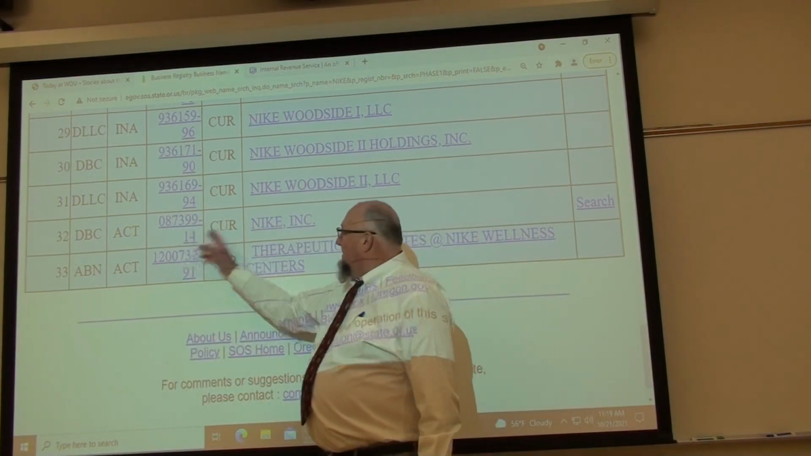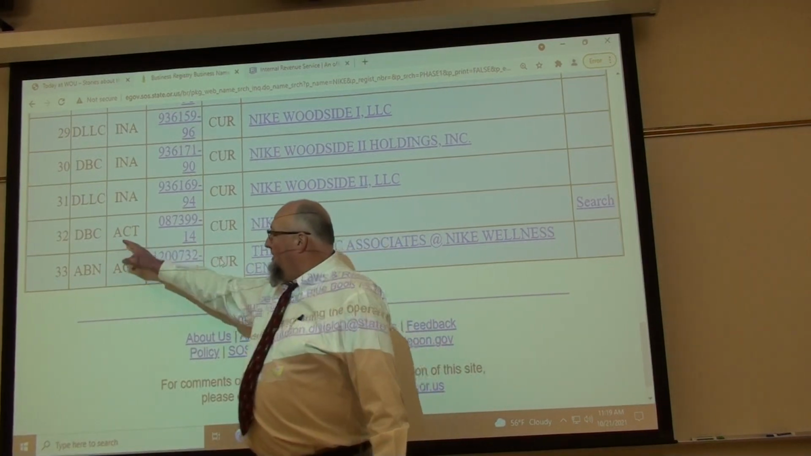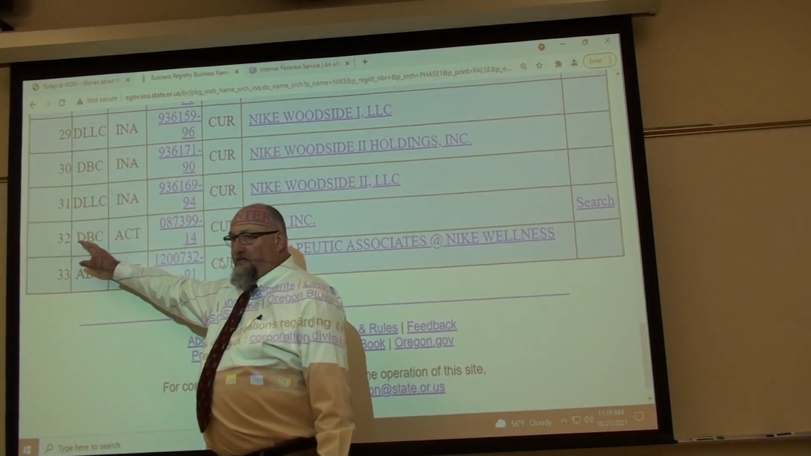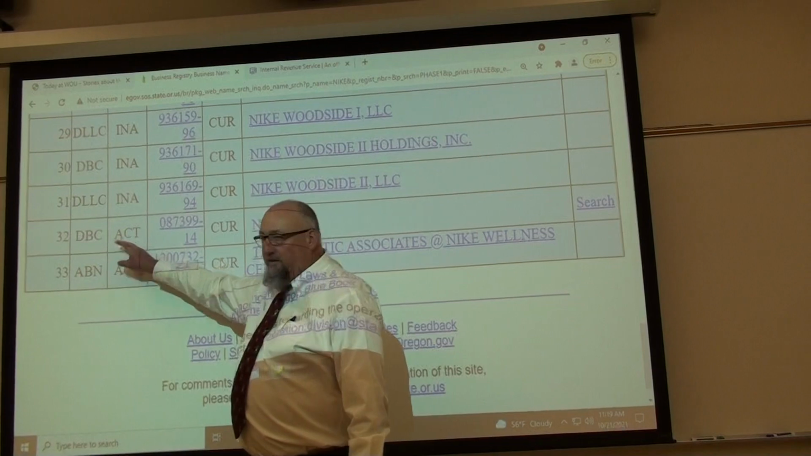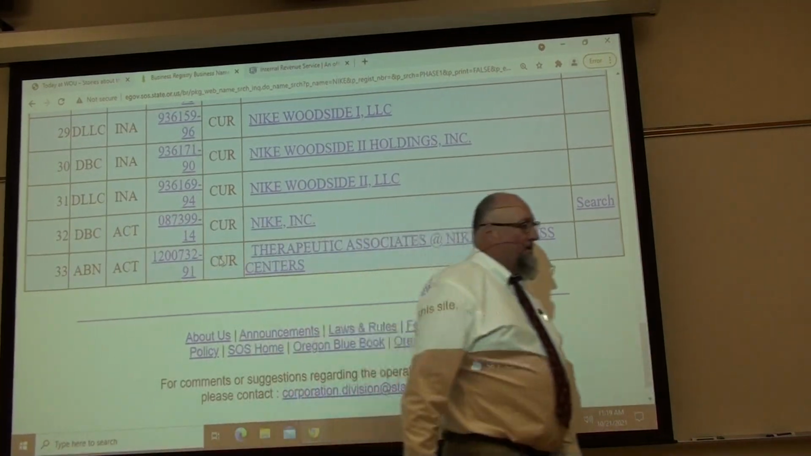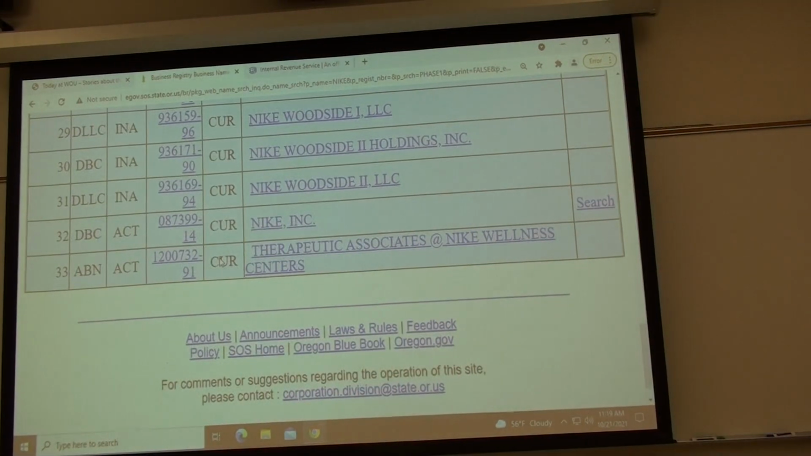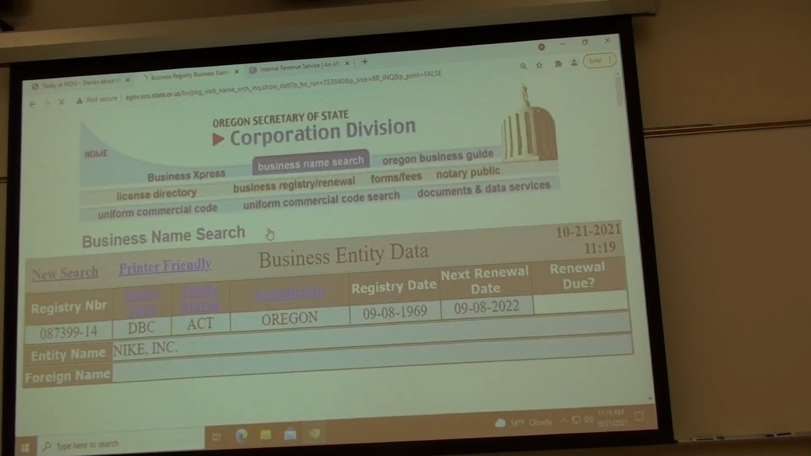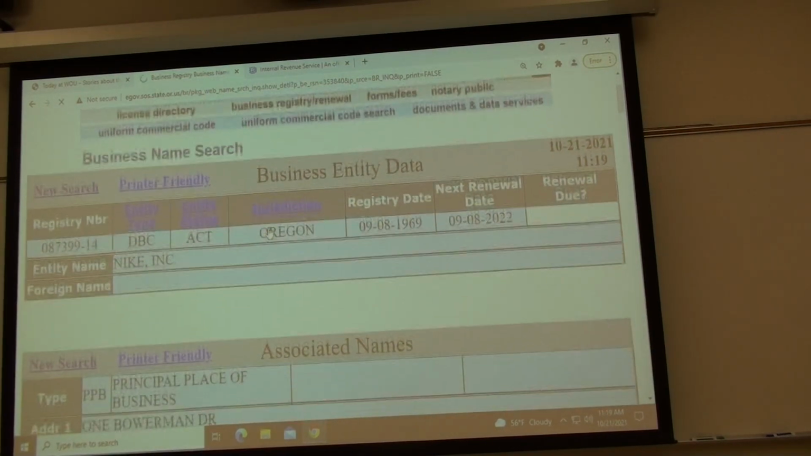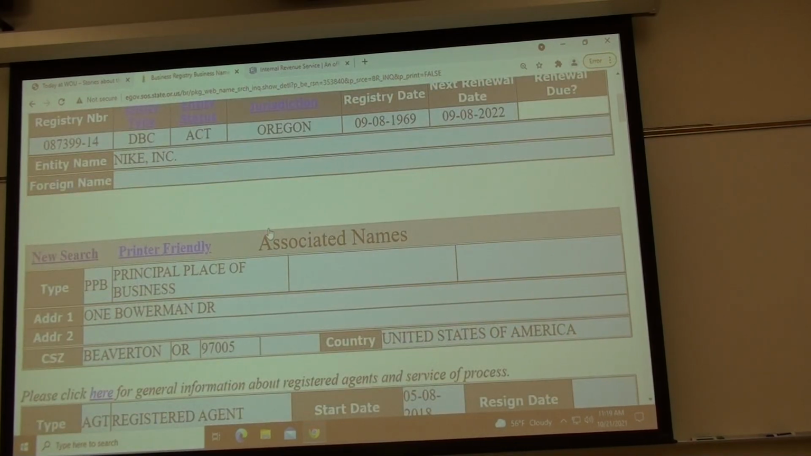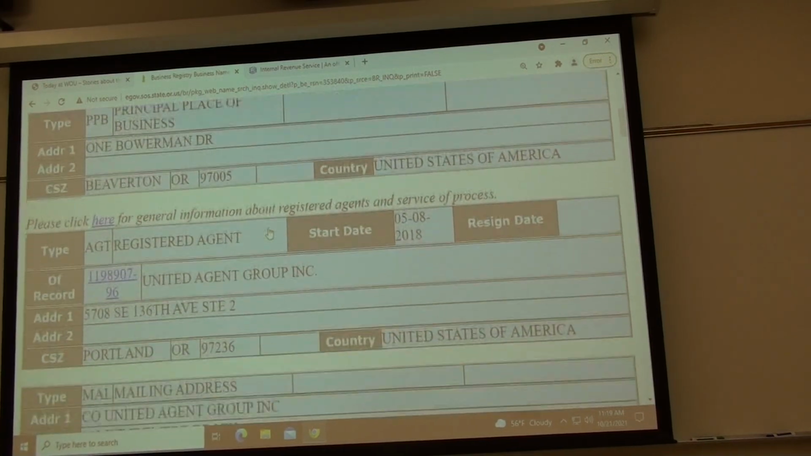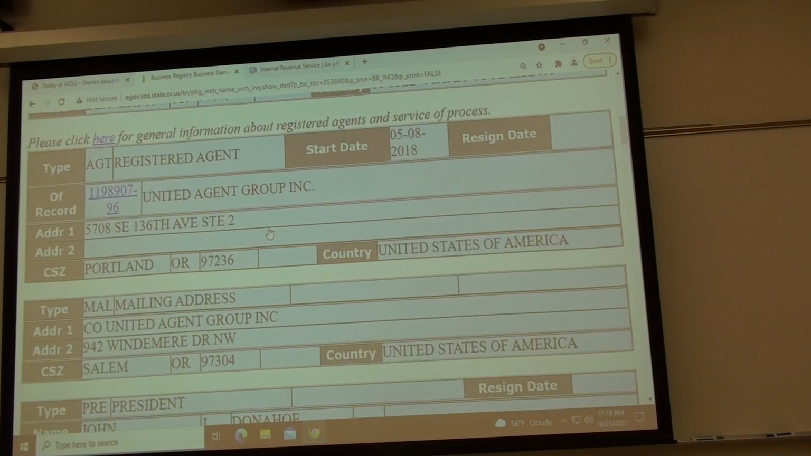So I can look up to see if that name's available, and no, it's not, because this is DBC, Domestic Business Corporation. They are active. That's their business registry number. So here is where, if I want to look up information about Nike, click on that, and you can see here, it's got their address, physical address. There's their registered agent that I talked about. And again, this is a corporation, so United Agent Group.